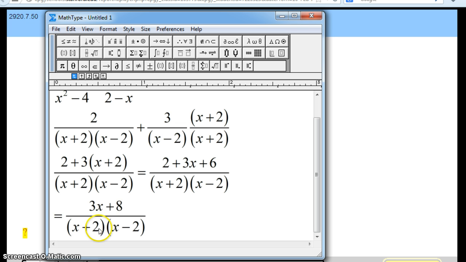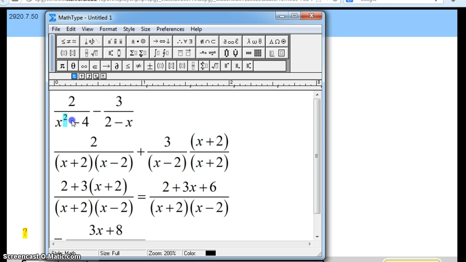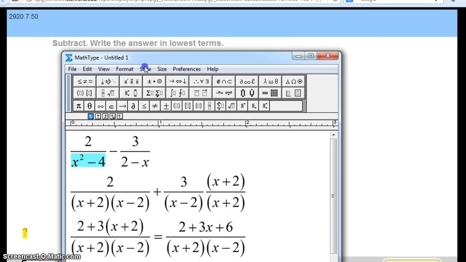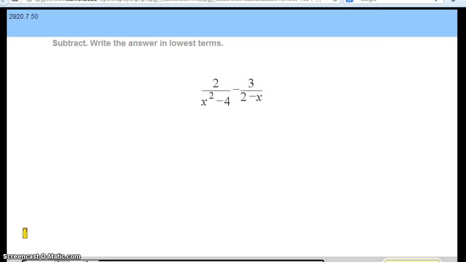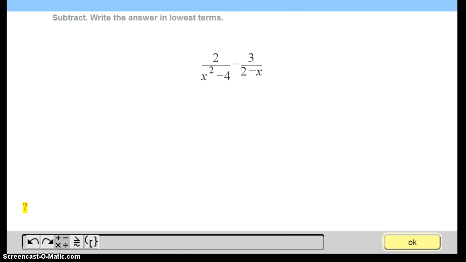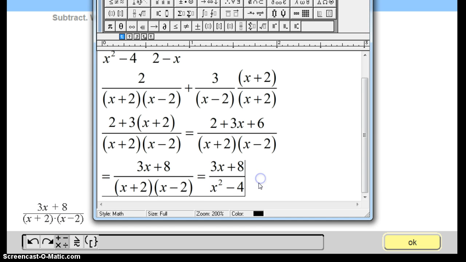And then we can factor the denominator back into what we had before, if we'd like to. I'm not quite sure what the instructions are. Write the answer in lowest terms. So maybe we'll want to factor that back. So we get 3x plus 8 over x squared minus 4. Let's see what they show us for their answer. Okay, correct answer. Oh, well, they kept it factored. So either one of those is fine, right? We have 3x plus 8 over x squared minus 4, or 3x plus 8 over x plus 2 times x minus 2.